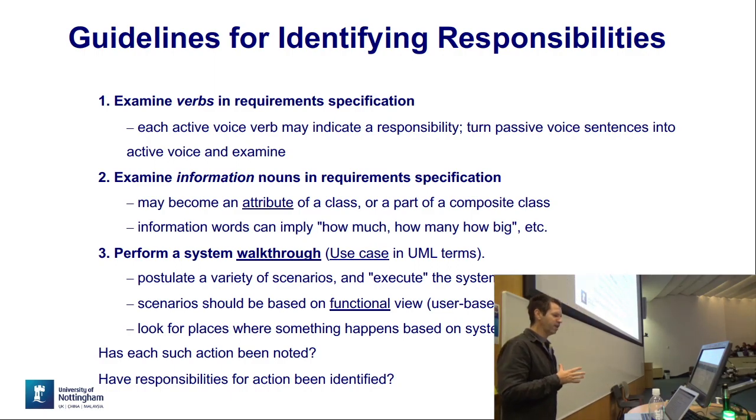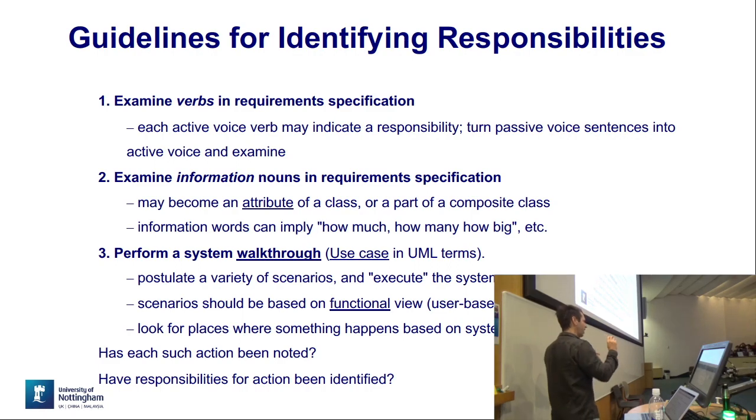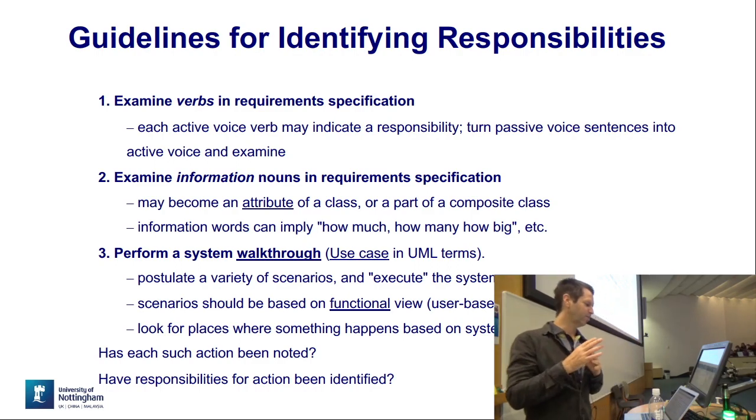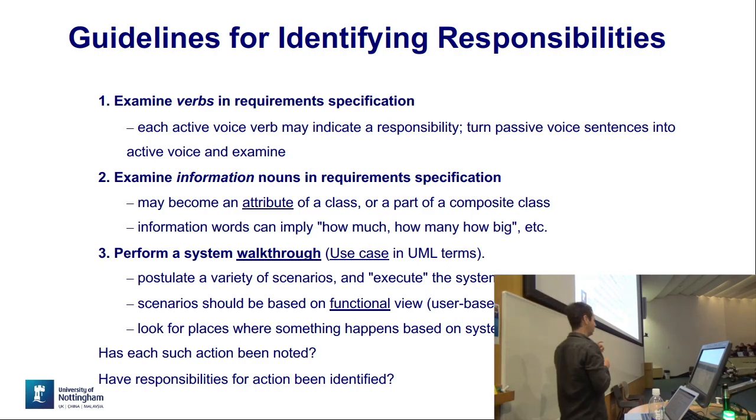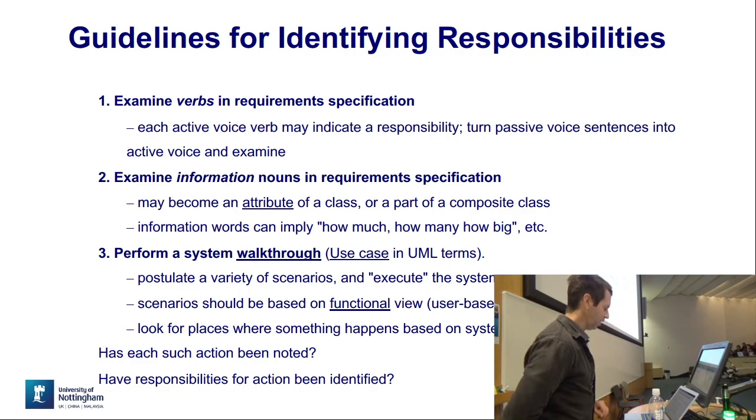So, guidelines for identifying responsibilities. Again, imagine you have a requirement specification like Snake, and now you're trying to figure out what the responsibilities are, how to identify them. We had a slide called Guidelines for Identifying Objects, and now we have another slide called Guidelines for Identifying Responsibilities. So examine verbs in the requirement specification. Verbs correspond to methods in a class. Each active voice verb may indicate a responsibility. Turn passive voice sentences into active voice and examine.